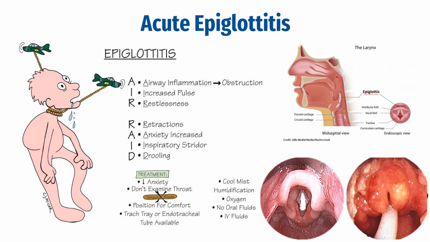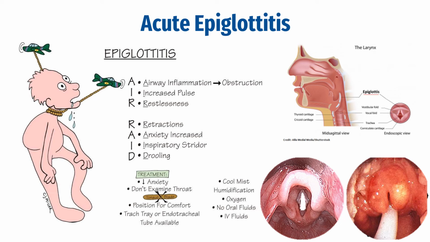This is most commonly seen in children ages 2 to 5, and the most common cause is the H. influenzae type B that we talked about, and that can be prevented with the Hib vaccine. That Hib vaccine is given in 3 to 4 doses, and it's administered at 2 months, 4 months, 6 months, and then at 12 to 15 months. It can also be caused by other bacteria such as Streptococcus pneumoniae, etc.